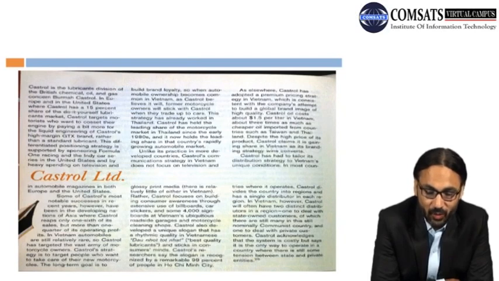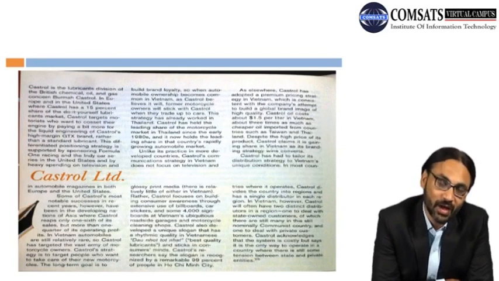This strategy has already worked in Thailand. Castrol has held the leading share of the motorcycle markets in Thailand since the early 80s, and it now holds the leading share in that country's rapidly growing automobile market. They have adopted a similar strategy to what they have successfully implemented in Thailand. In Thailand, they first stuck with the motorcyclists, and later when the motorcyclists bought new automobiles, they stuck with the same lubricant.